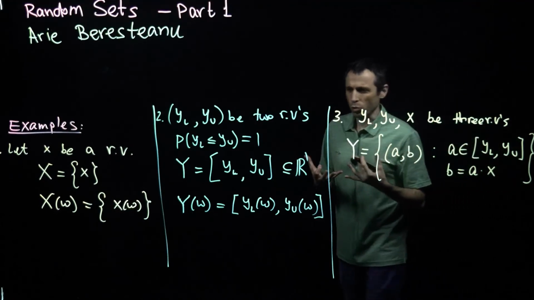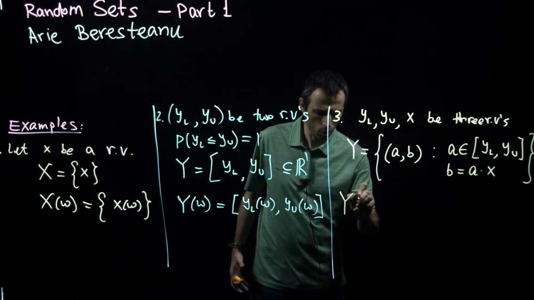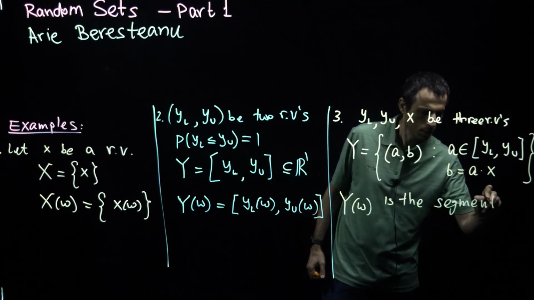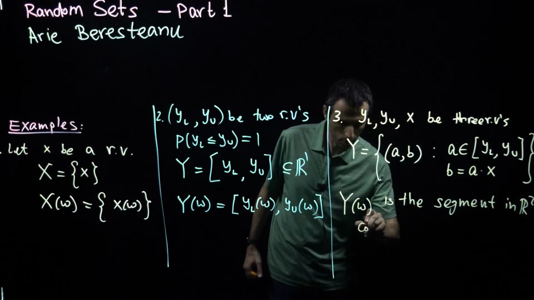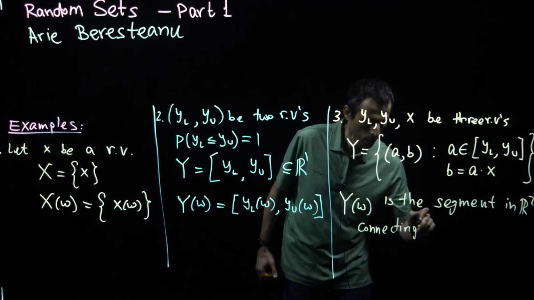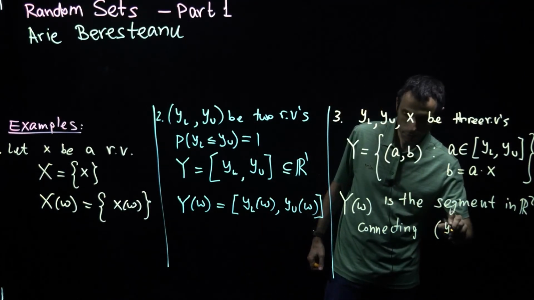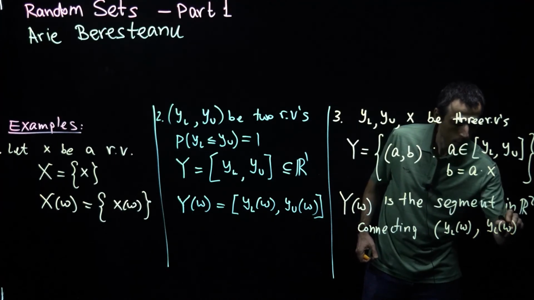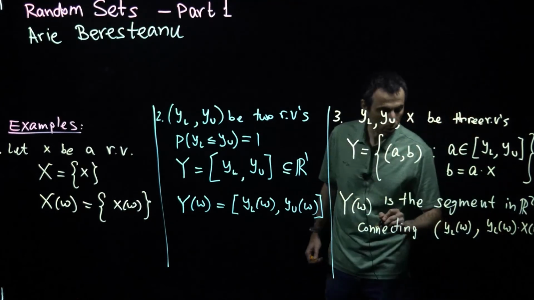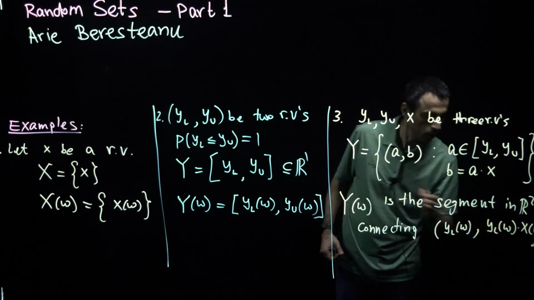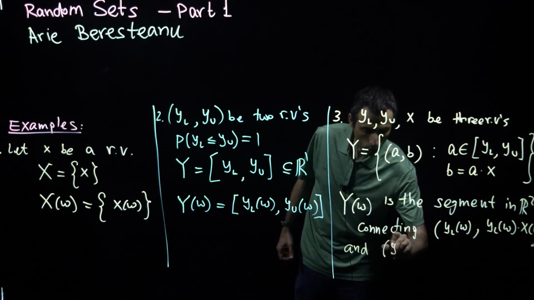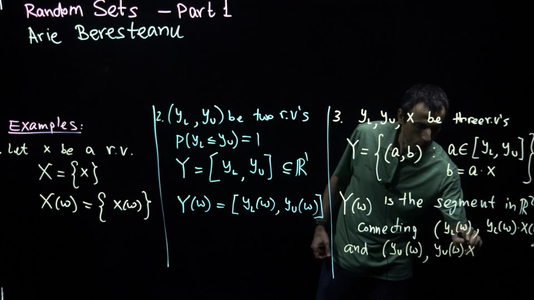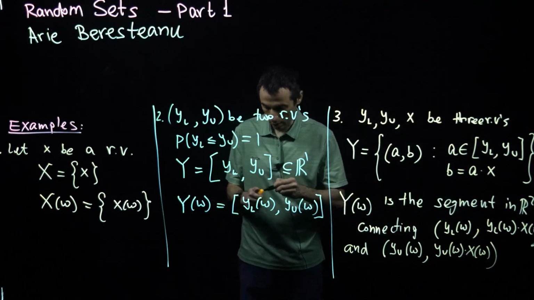So again, translating it into the omega notation, it means that Y of omega is the segment in R2 connecting the point (YL of omega, YL of omega times X of omega). That's one point. And the point (Y upper omega, Y upper omega times X of omega). Those are 2 points, and let me clear some space.